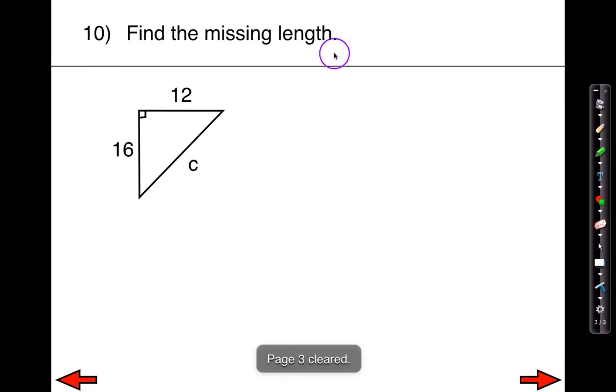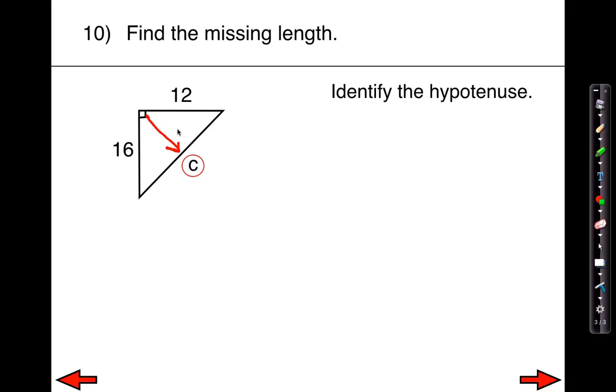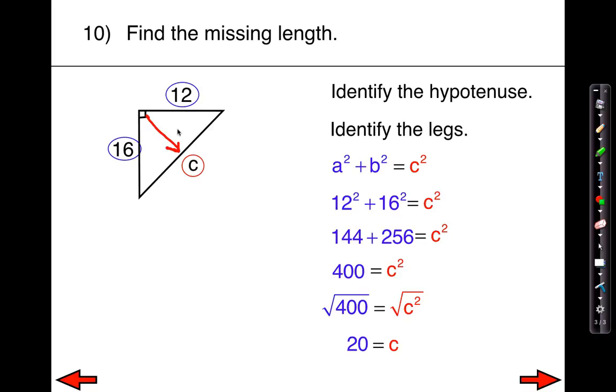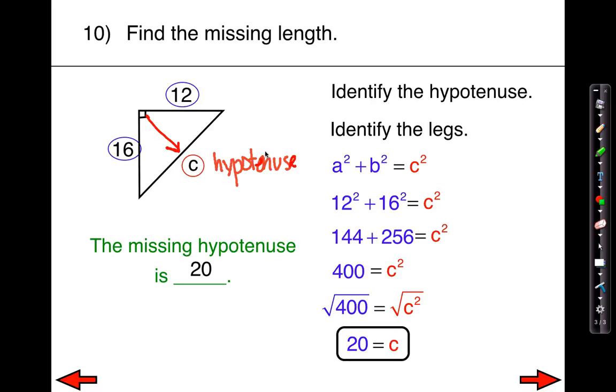Okay, last one here. The hypotenuse is going to be c, and the legs would then therefore be 12 and 16. So here we have 12 squared plus 16 squared equals c squared. We have 144 plus 256 equals c squared. Add those numbers together, we're going to get 400 equals c squared. So simply take the square root of both sides, and we're left with 20 equals c. Since c is the hypotenuse, since it is across from the right angle, we can go ahead and say that the missing hypotenuse is 20.